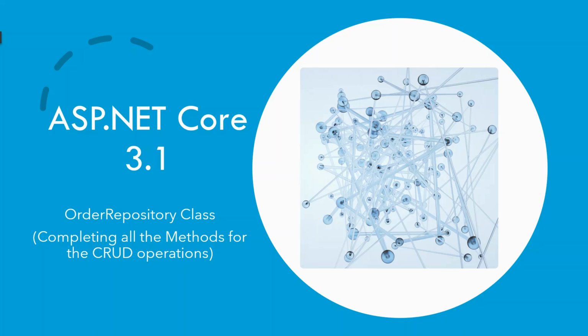So in my previous episode, I explained the process of creating the order repository with the initialization of the order repository class and writing the method to get all orders. In this episode, I shall walk you through the process of creating the rest of the methods of the order repository class for the complete set of CRUD operations on the order table. So CRUD means create, retrieve, update and delete operations on the order table.